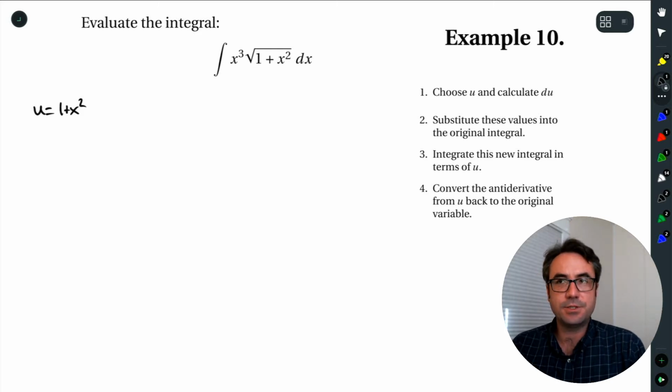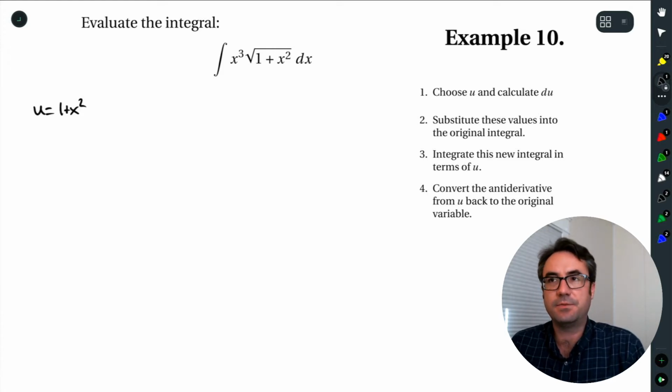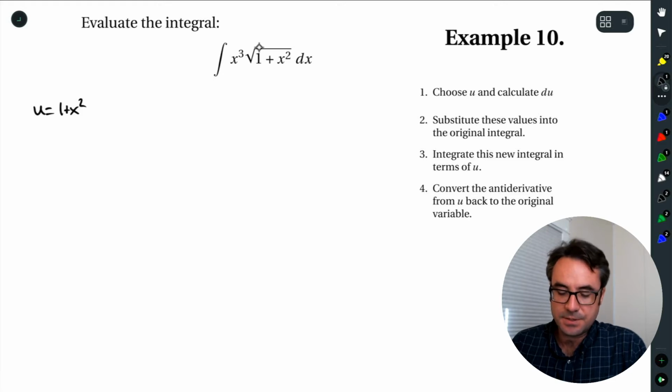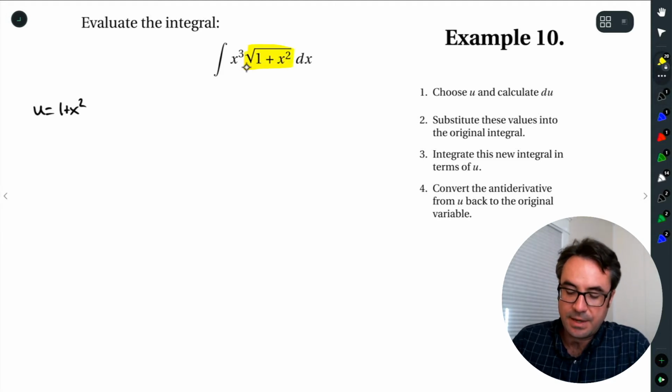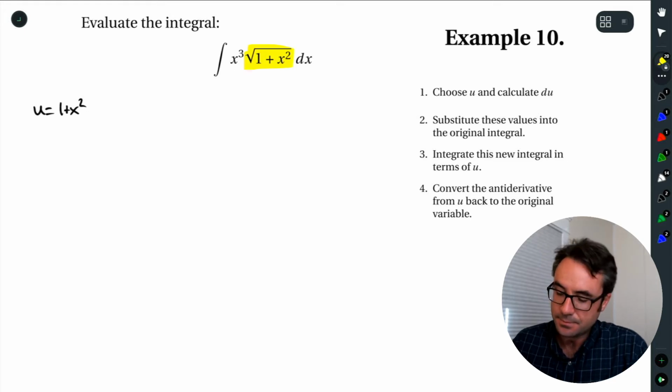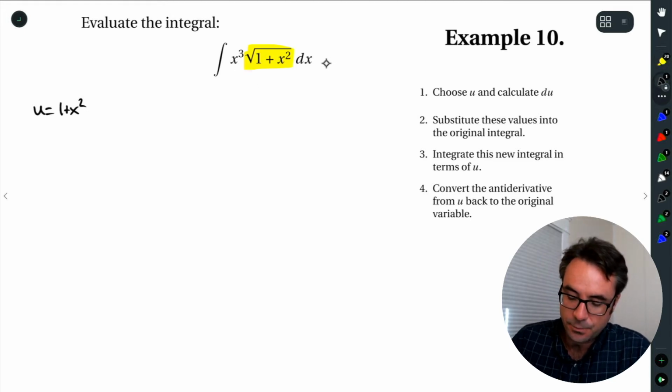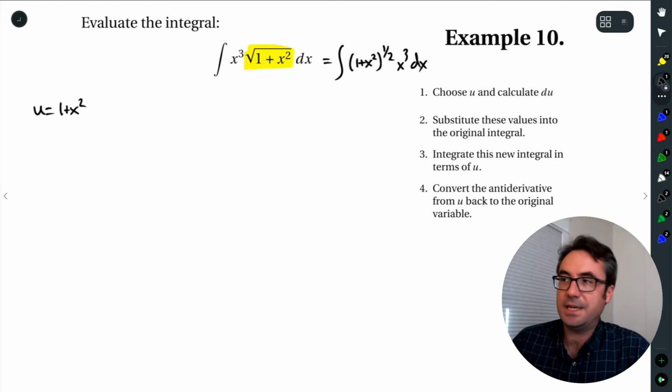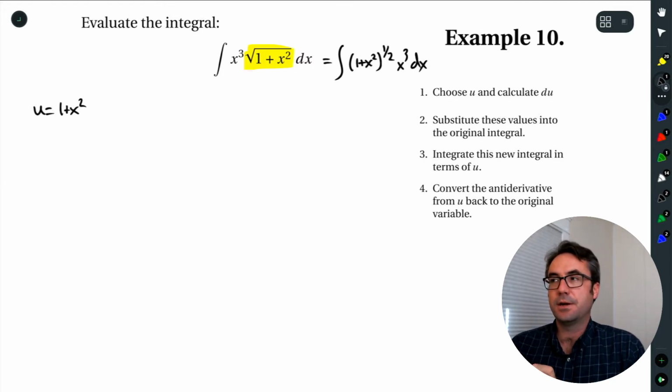Now to help with our integration, let's do a few things. Let's rewrite this root function as a power function. That's going to be helpful. We know this square root term is influencing our choice for u. So let's move everything else, this x cubed, over next to the dx. Not really necessary, but it's helpful. We're going to rewrite this as the integral of 1 plus x squared raised to the positive 1/2 times x cubed dx.